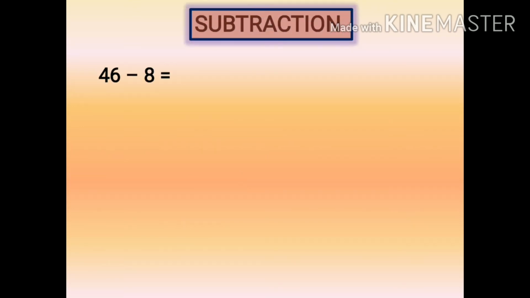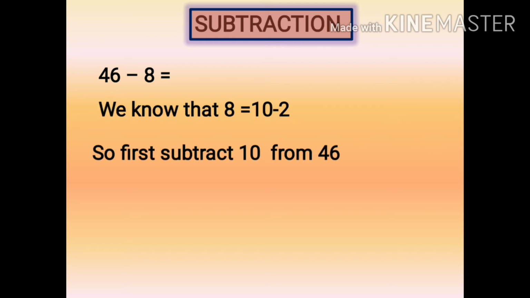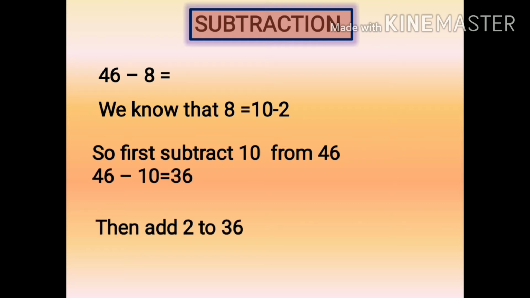Now let us see an example before that. 46 minus 8. Again we know that 8 is equal to 10 minus 2. So here in subtraction, first we have to subtract 10 from 46 and you get the answer as 36. Now what is left? 8 is equal to 10 minus 2. We have already subtracted 10. Now we have to add 2 to 36, and 36 plus 2 is equal to 38. So here in subtraction we subtract 10 and add the remaining number. Okay. Now 46 minus 8 is equal to 38.